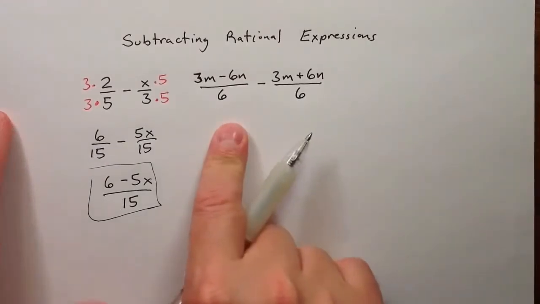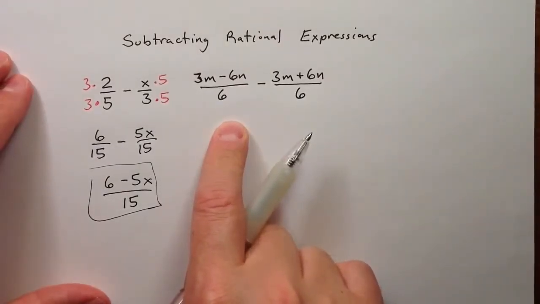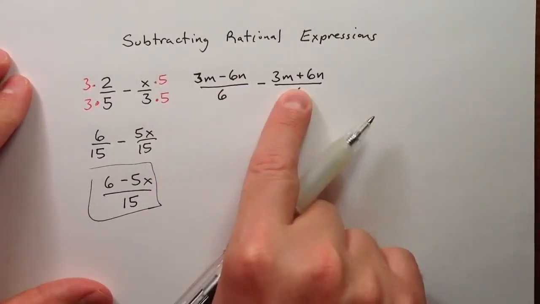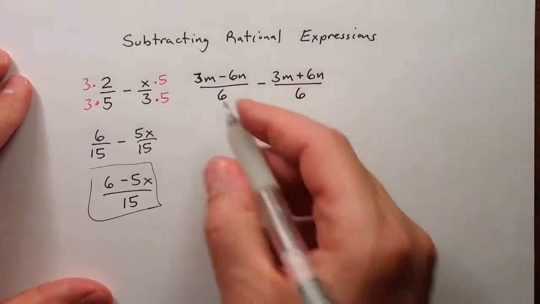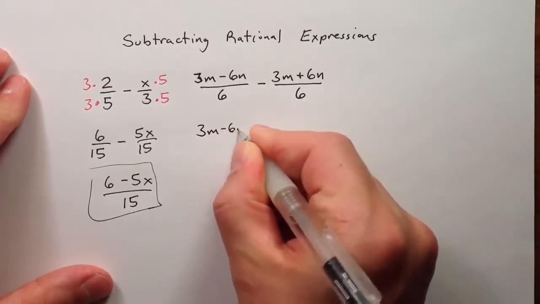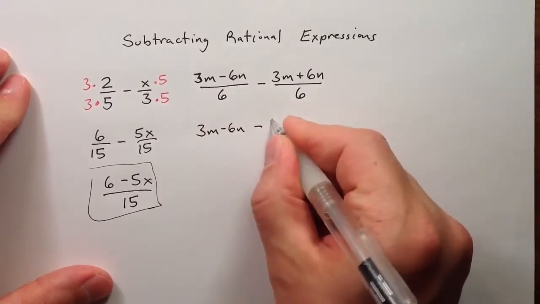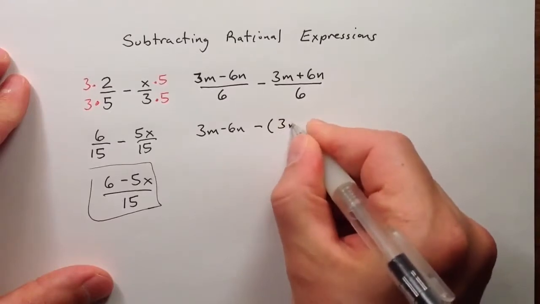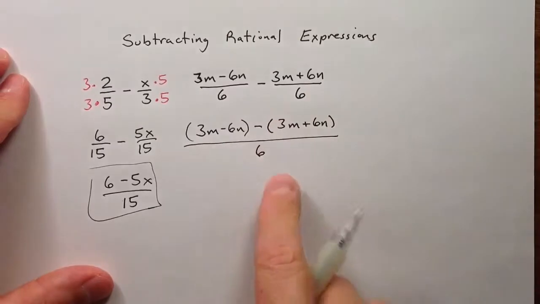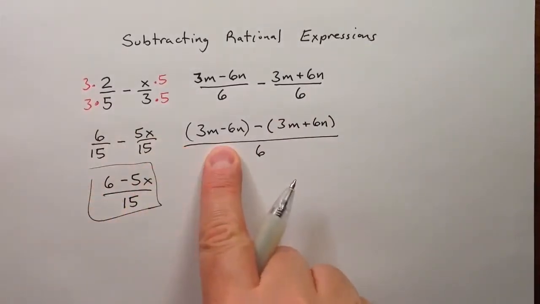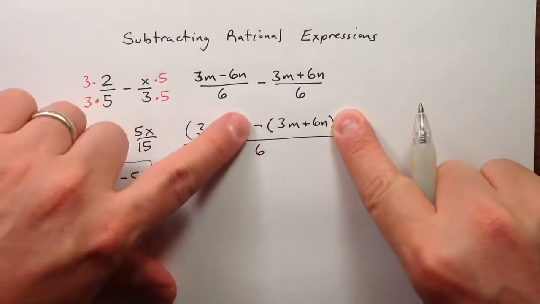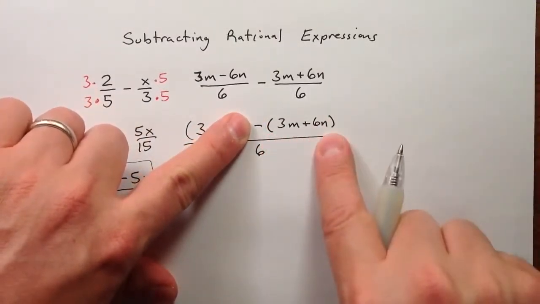So here's an important thing to think about, which I hope you thought about. When we subtract two rational expressions, when I subtract those numerators, I need to subtract the entire polynomial. So to do that properly, I really need to put parentheses around that second numerator. We could also put parentheses around the first numerator, but parentheses around the second is really important because I want to subtract both of those terms.